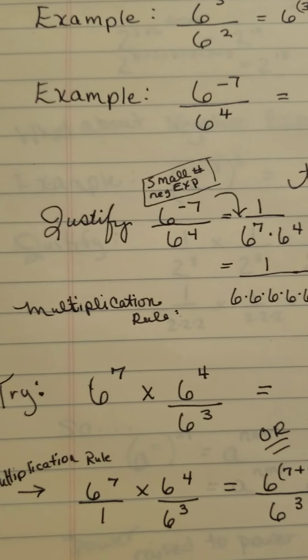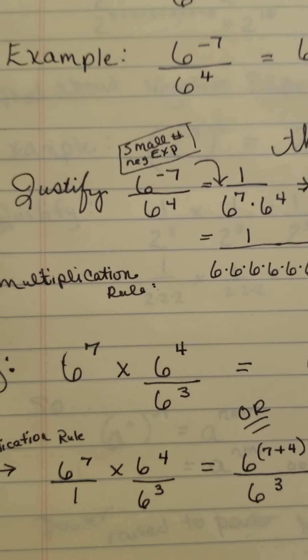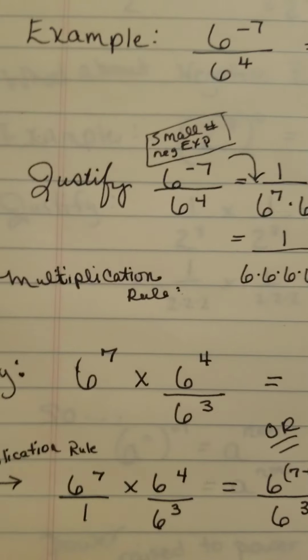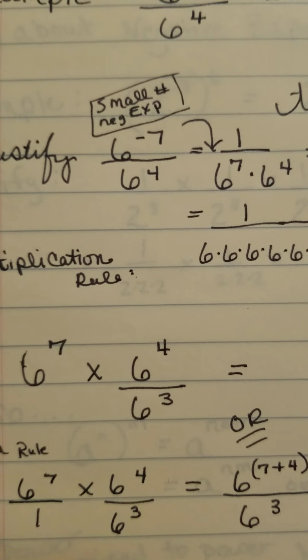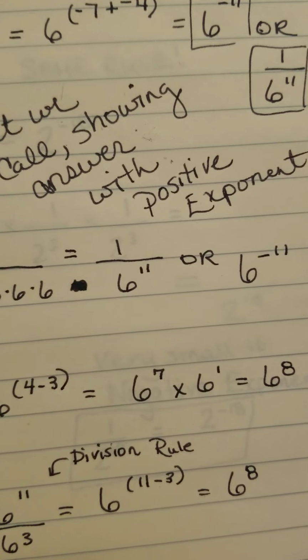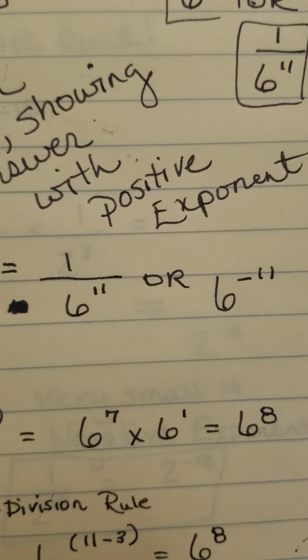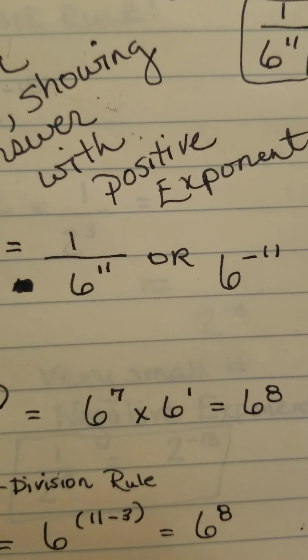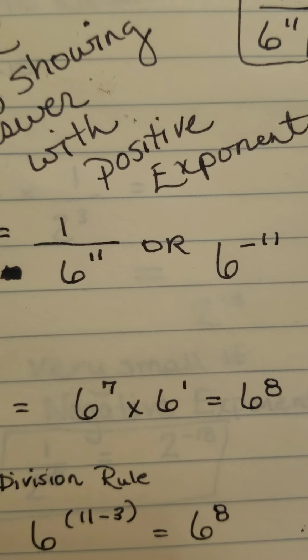All right, here's another one. Try 6 to the 7th times 6 to the 4 over 3. All right, when bases are the same and we're dividing, we can just subtract those exponents. So 4 minus 3 is 1. And we would have 6 to the 7th times 6 to the 1st power. When bases are the same and you're multiplying, you add the exponents. So you get 6 to the 8th power. 7 plus an additional 1 is 8.